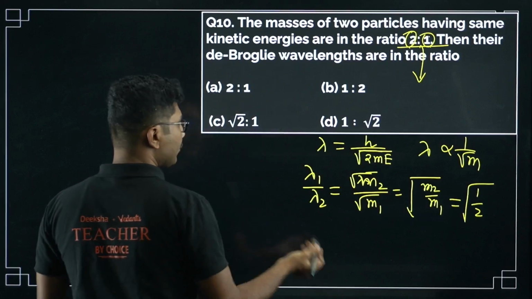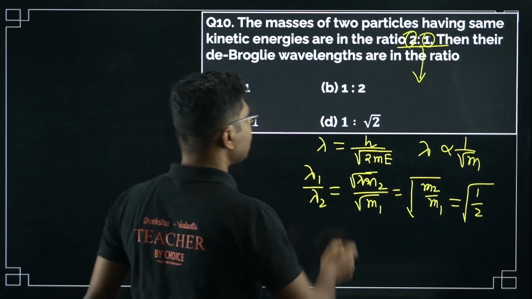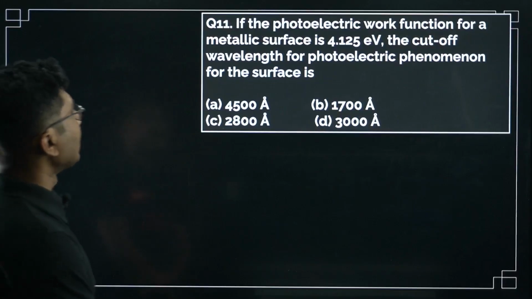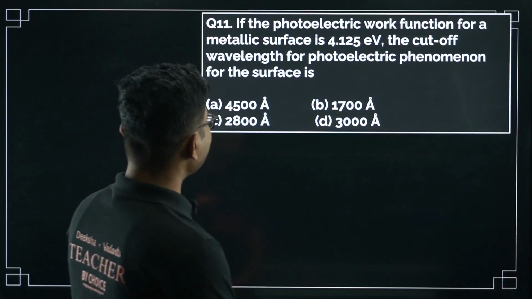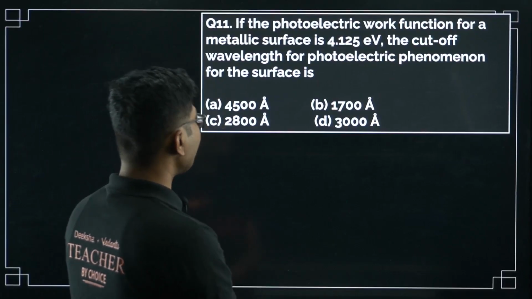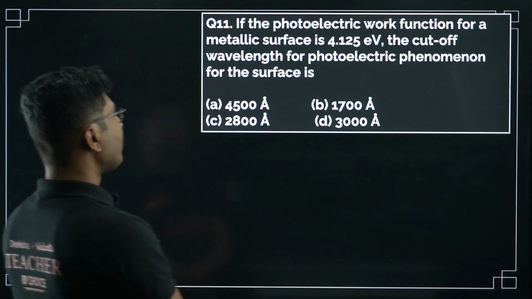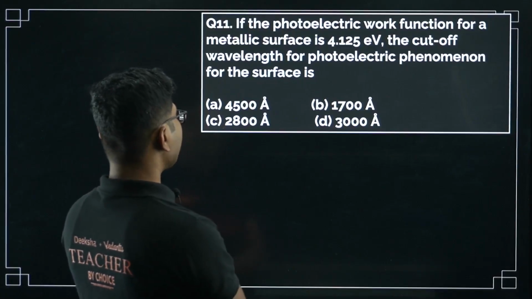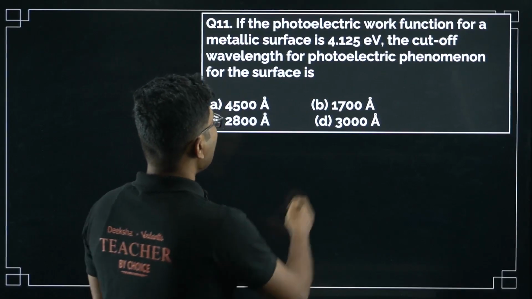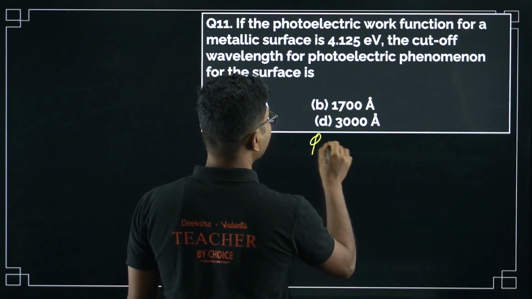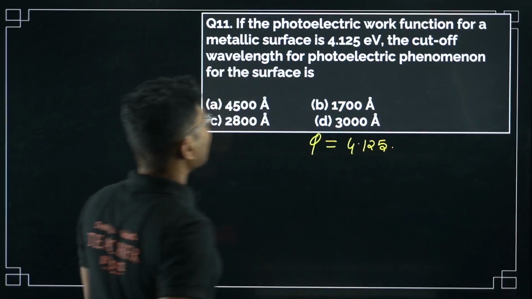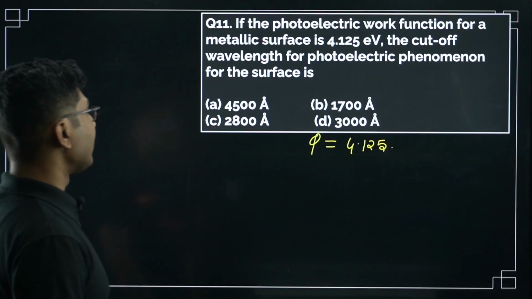So the ratio of their wavelengths will be 1:√2. Next question: the photoelectric work function for a metallic surface is 4.125 electron volt. The cutoff wavelength for the photoelectric phenomenon for the surface is? So the work function phi is given by 4.125 eV.